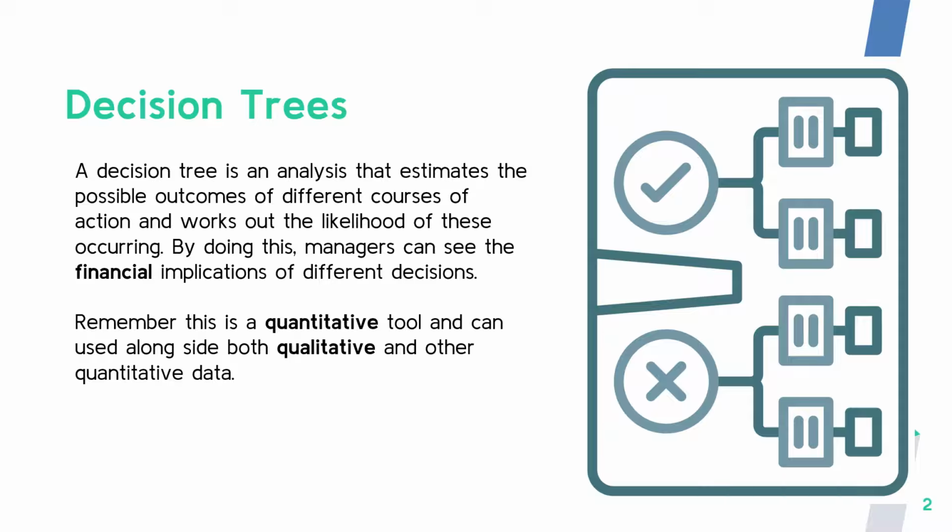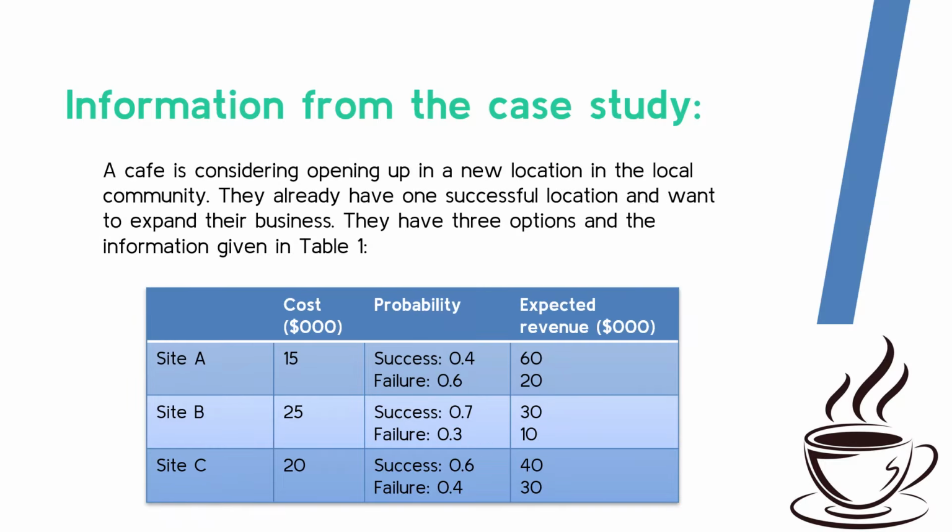This is just one of many tools that a business might use to help them make a decision. The other tools they use will be both quantitative, using numbers like break-even or investment appraisal, or they could be qualitative. That's what a decision tree is.